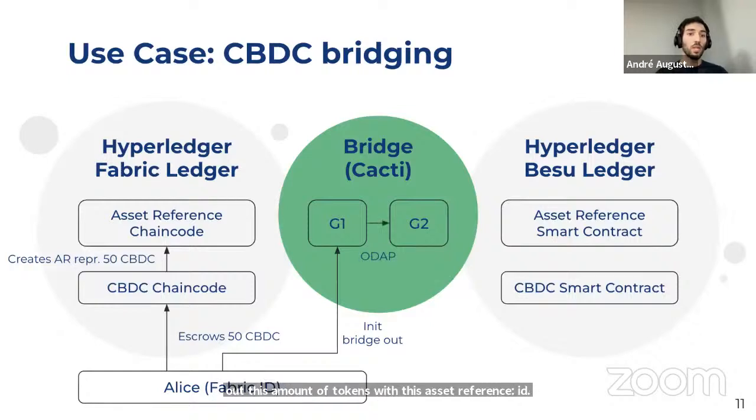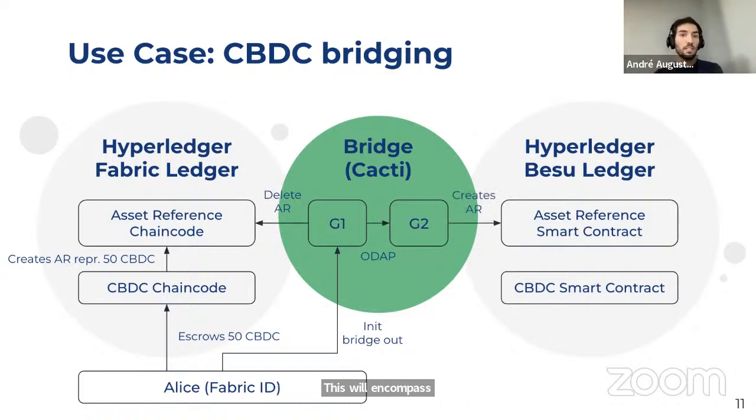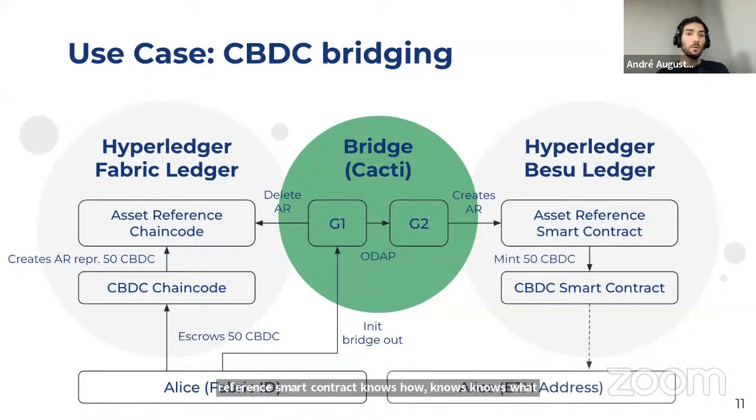So gateway 1 will run ODAP, as we said. This will encompass locking, deleting, and then creating a representation of this asset reference in the Besu ledger. The asset reference smart contract knows what this asset reference is and knows that it needs to mint 50 CBDC to Alice's address in the CBDC smart contract. So Alice will now have 50 CBDC to use in a Hyperledger Besu network. And of course, if she wants, she can bridge these tokens back to the CBDC core ledger. So how do we implement this in Cactus?